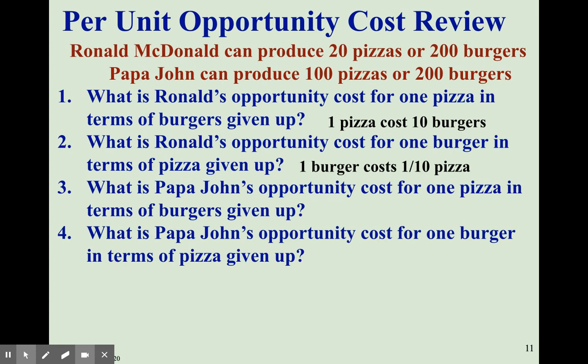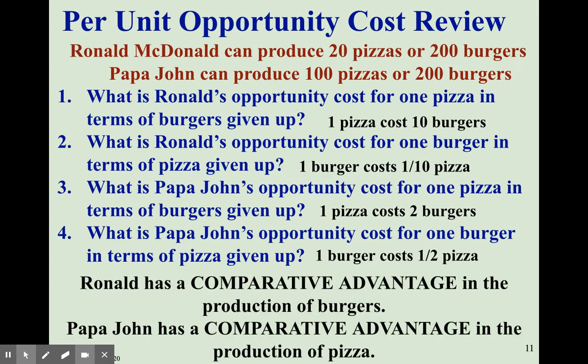How about Papa John? For one pizza, in terms of burgers given up, one pizza costs 2 burgers, 100 to 200 is the ratio. And what is Papa John's opportunity cost for one burger in terms of pizza given up? And the answer is one burger costs 1/2 pizza. Therefore, Ronald has what's called a comparative advantage when it comes to producing burgers, whereas Papa John has a comparative advantage in the production of pizza. Therefore, they should specialize.